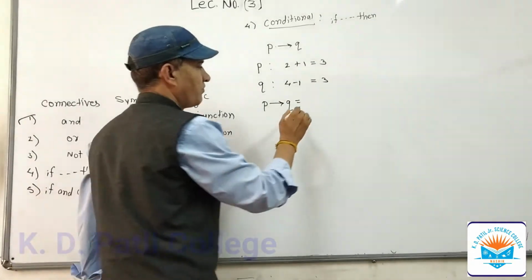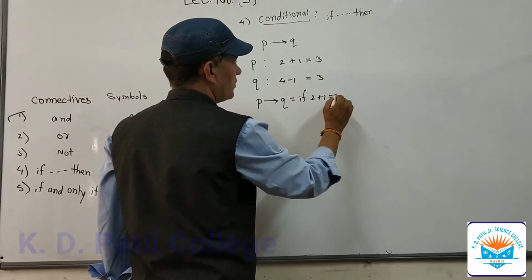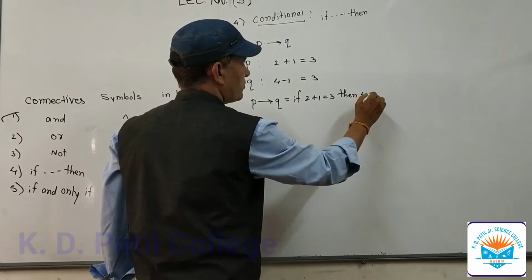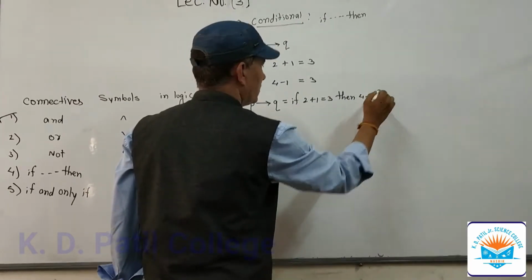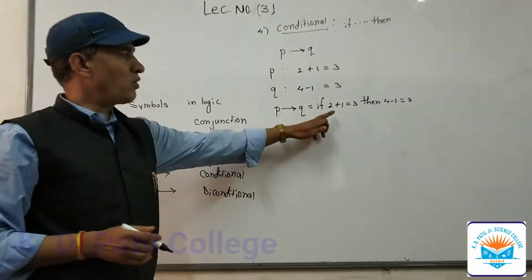Now look at how it is. If 2 plus 1 is equal to 3, then 4 minus 1 is equal to 3. It becomes a conditional.